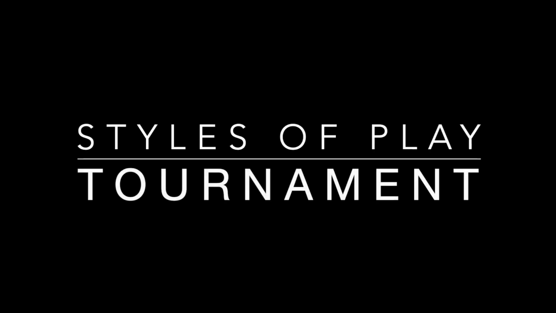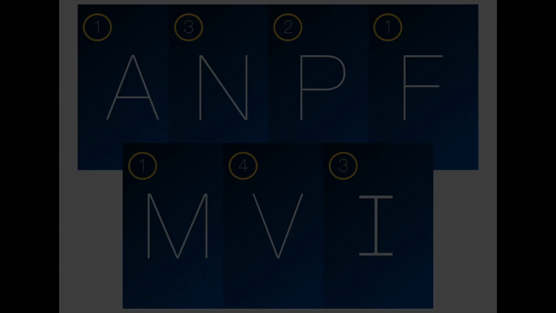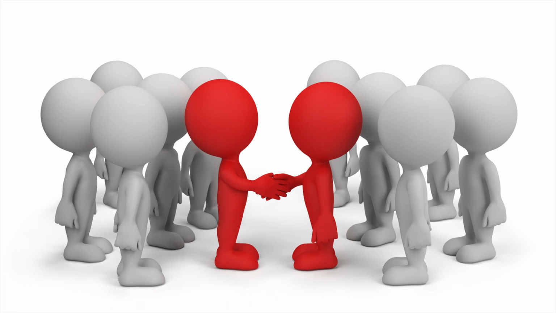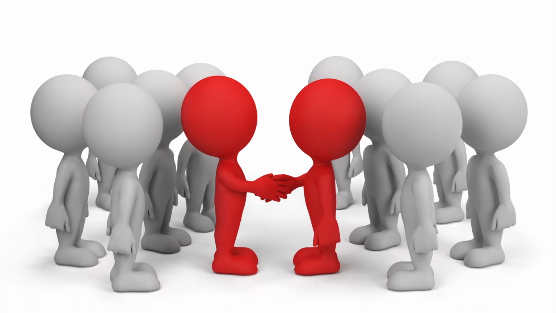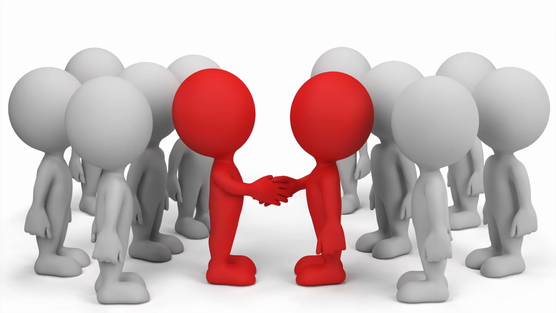Styles of play: tournament. To use a tournament style of play, simply combine both the traditional and timed versions we already covered. Take your top 2 scores from the traditional round and put them against each other in a timed round. The highest score in the timed round is the overall winner.